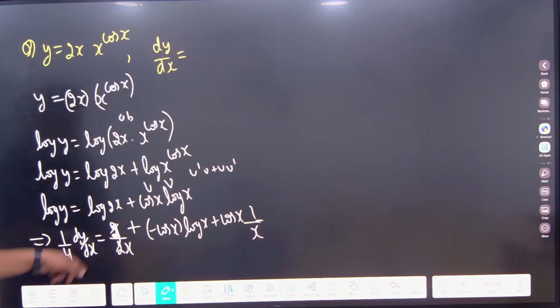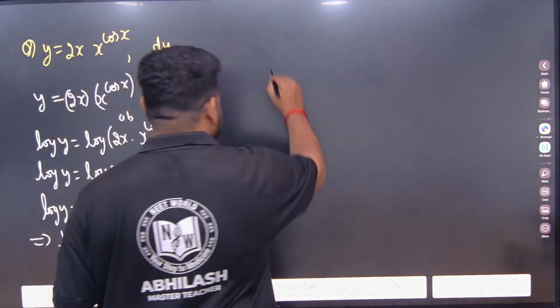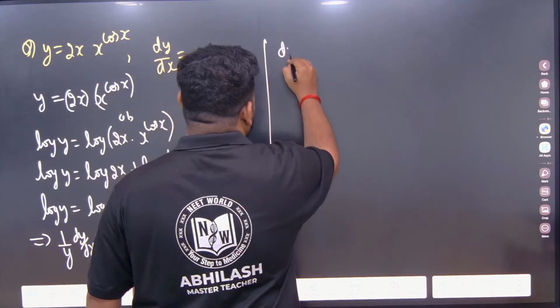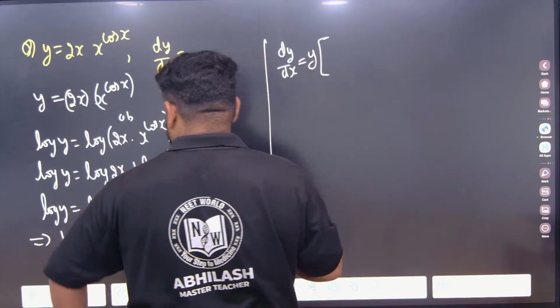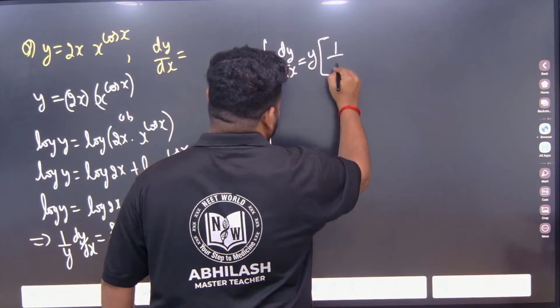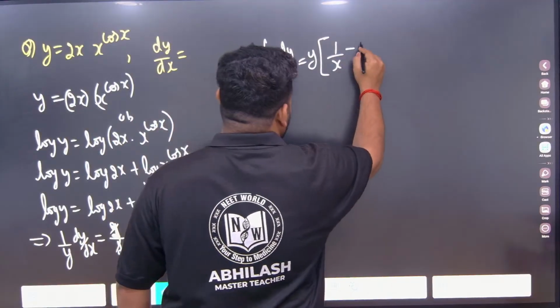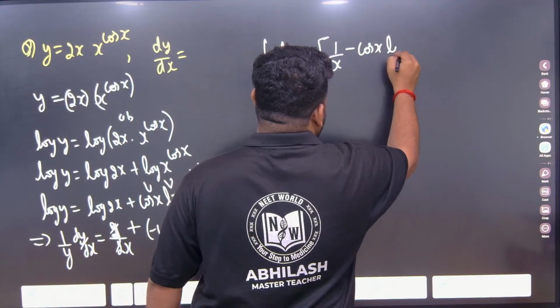Now this 1 by y, I will take it to the RHS. If I take it to the RHS, it will become y times. So we will have dy by dx is equal to y into, within the bracket, what I can write, 1 by x, minus sin x into log x.